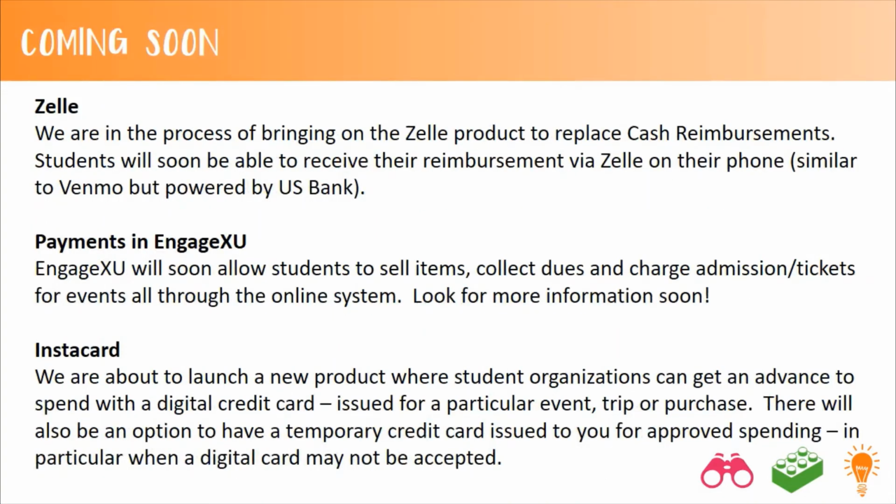So coming soon, these are some exciting things. We're just about ready to launch Zelle, a Venmo-like product powered by US Bank, that we are going to bring on board to replace cash reimbursements. So very soon when you fill out the reimbursement form, instead of the bursar handing you cash, the bursar will execute a payment to you via Zelle. So it goes to your phone, and then just like Venmo, you just transfer it to your bank.